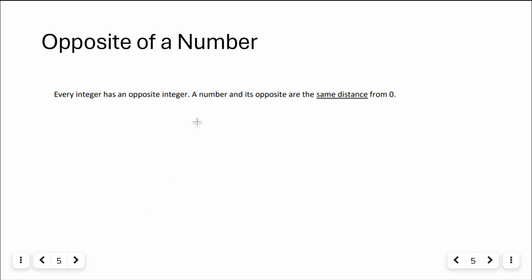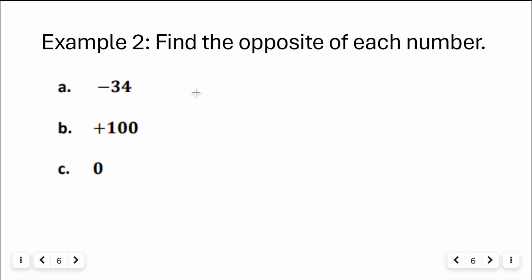Okay, the opposite of a number. Every integer has an opposite number. A number and its opposite are the same distance from 0. All right, that should make sense. Like 3 and negative 3. They're both 3 units away from 0. So the opposite of negative 34 is positive 34. The opposite of positive 100 is negative 100. The opposite of 0 is 0, right? Or 0 has no opposite. So again, negative 34 and 34 are both 34 units away from 0 on my number line.